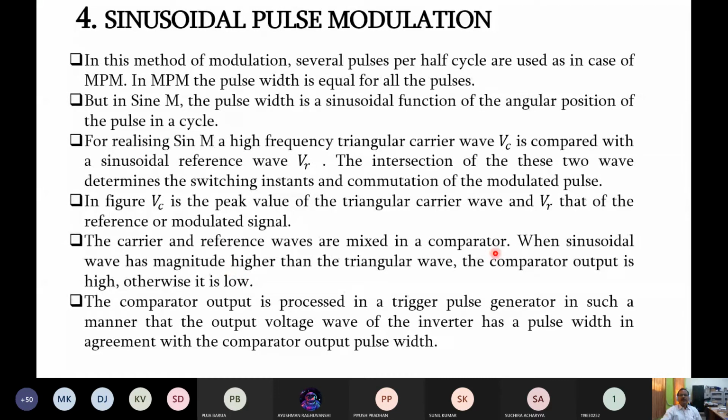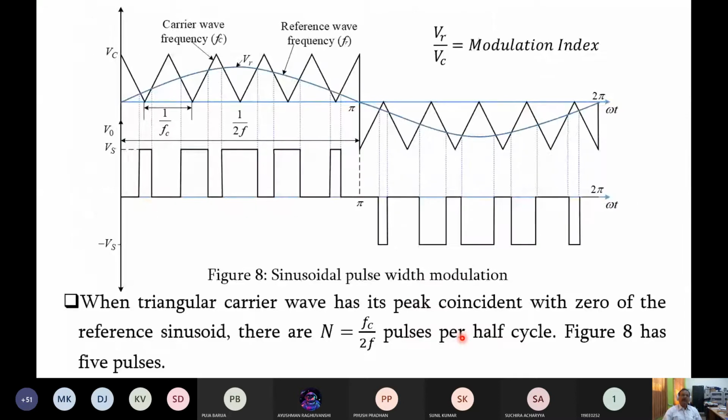They are mixed in a comparator. When the sinusoidal wave has magnitude higher than the triangular wave, the comparator output is high, otherwise it is low. Okay. The comparator output is processed in a trigger pulse generator in such a manner that the output voltage wave of the inverter has a pulse width in agreement with the comparator output pulse width. So this is how a high frequency carrier wave is compared with a sinusoidal reference wave.